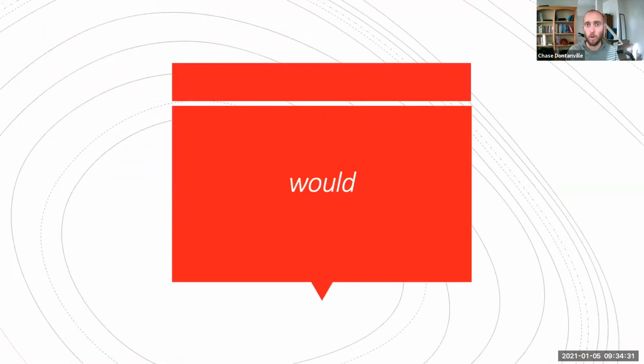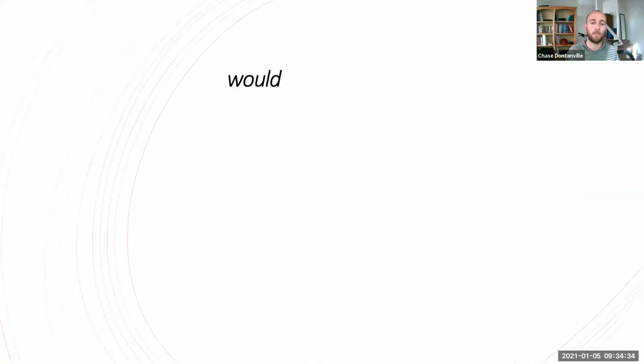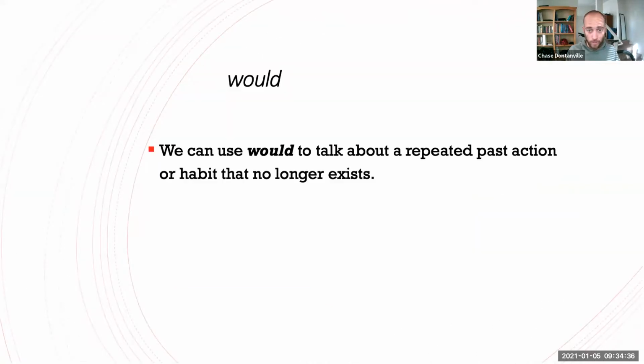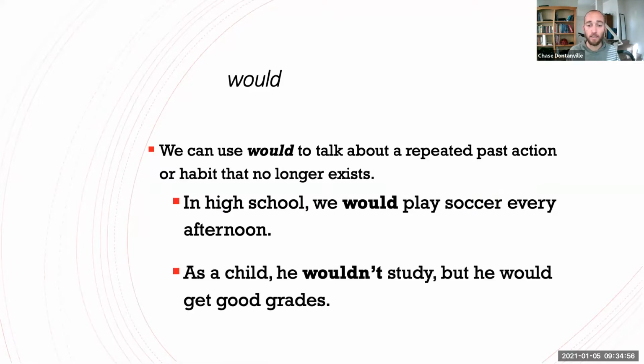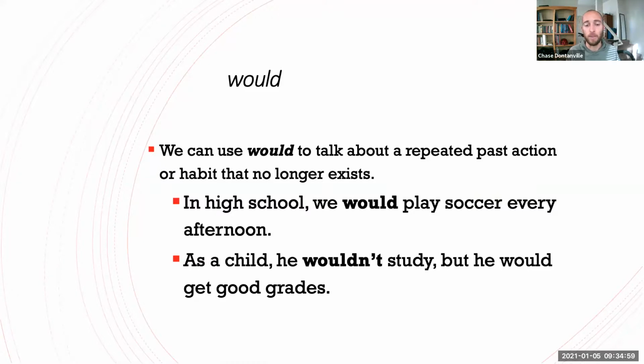Okay, let's look at the word would. We can use would to talk about a repeated past action or habit that no longer exists. So very similar to used to. In high school, we would play soccer every afternoon. So we're talking about the past, but not one time in the past, many times. As a child, he wouldn't study, but he would get good grades. Okay, so again, past actions or habits, but not only one time.